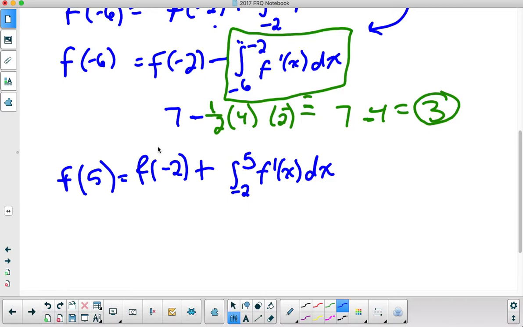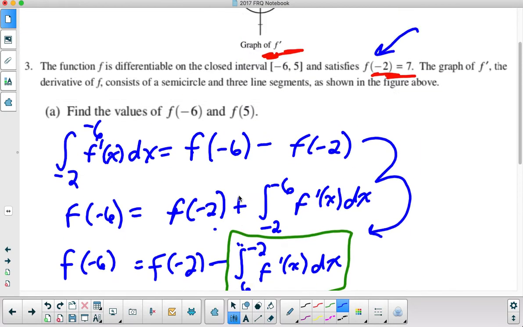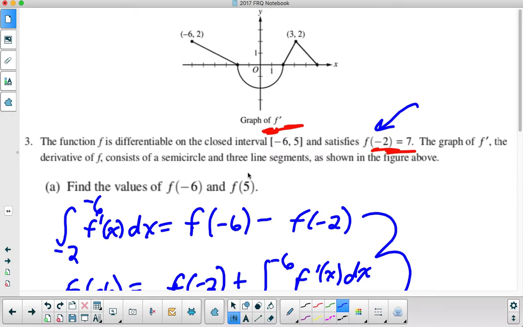All right, so again, f of -2 we already know is 7. Plus, now we have to look at -2 to 5. I'm going to come back up to our graph. -2 is right here. 5 is all the way over here at the end. So we're going to cut this into 2 segments at +2. We're going to go -2 to +2 and then 2 to 5. What we're looking at is this semicircle, the part I have in blue, and the other part is this triangle that's above the x-axis.